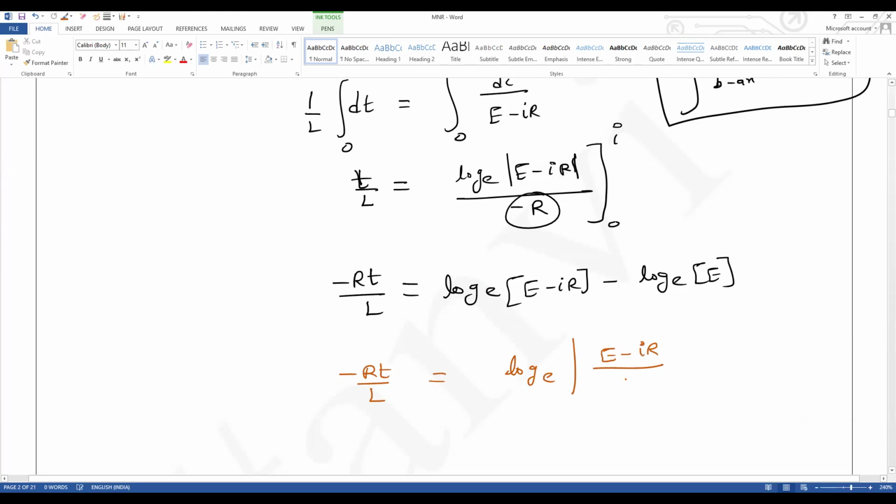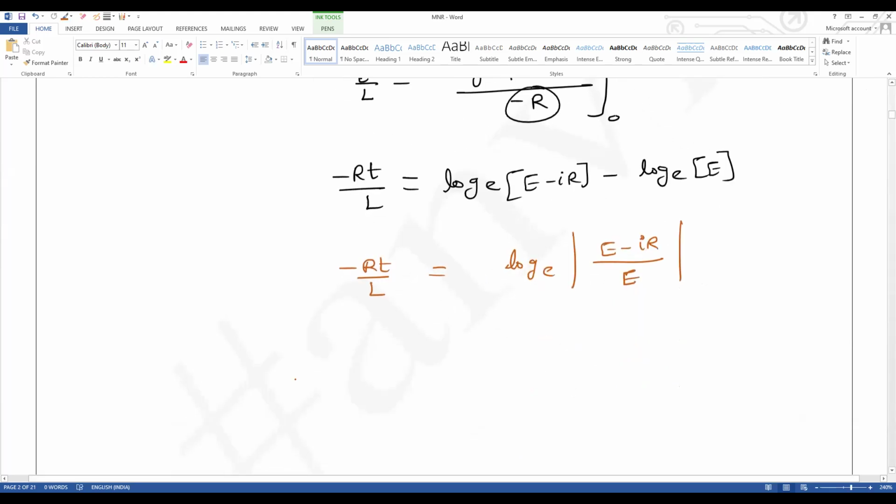Everybody, log A by B, finish. Now log will come this side. It will become what? Exponential. Yes or no? Speak loudly. So log E base E by E is 1. 1 minus IR by E, I can write it. Any problem? So which is equal to minus Rt by L.